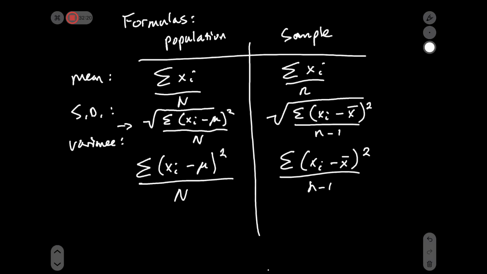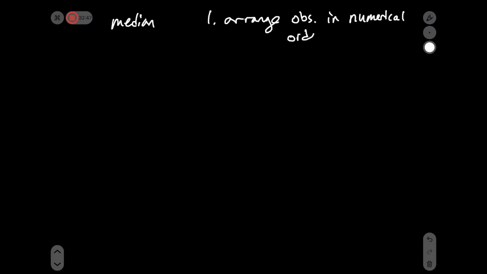All right, keep going here. We're about halfway through. You should also know how to calculate or how to find the median. And how do you find the median? Well, the first step would be to arrange all of your observations in numerical order. Okay. And the second step would be to count the number of observations.